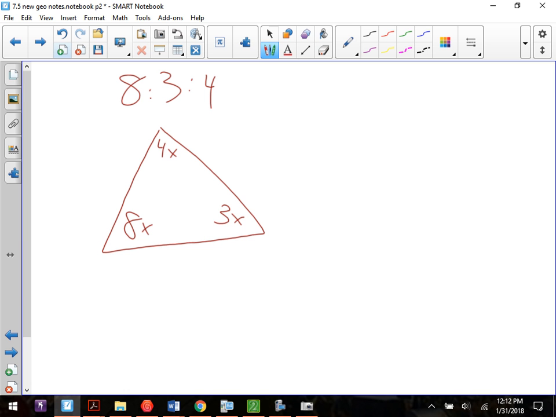Which then created a problem for us, which was pretty easy. What do all the angles in a triangle have to add up to equal? There you go. So 4, 3, and 8 add up to equal how much? Good. So you get 15x, 180. Divide that out, what do you get?